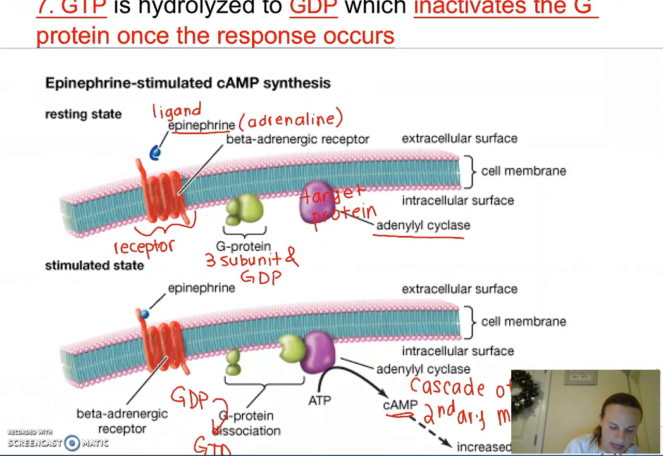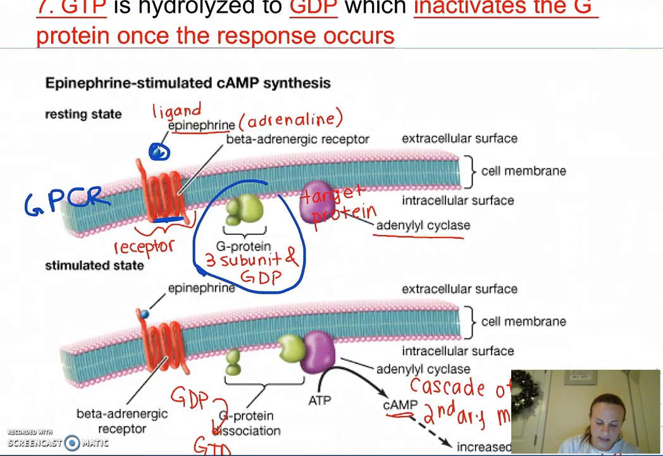So here you've got the ligand. The ligand is what's going to bind to my receptor. In this case, it's a G protein coupled receptor. And the ligand in this case is epinephrine or adrenaline. I've got my G protein, my 3 subunit protein with GDP attached, and I've got my target protein, in this case adenylyl cyclase.